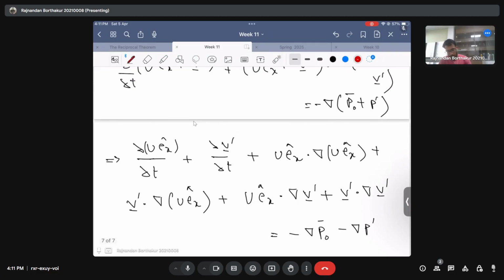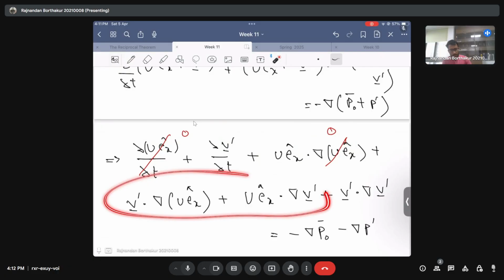Now since this U is just a function of z, this term will just go out, and we have already considered that my base flow is steady. This means this term will not be there. This term will also go to 0, because if I take this dot product in the x direction, and because my U is just a function of z, I will not have any component of this term. Okay, these two terms will be there, that is fine.